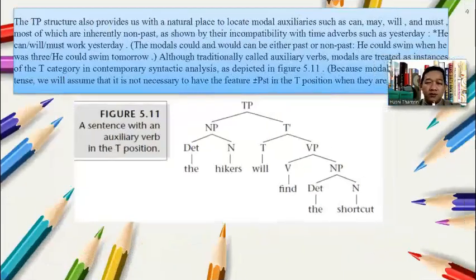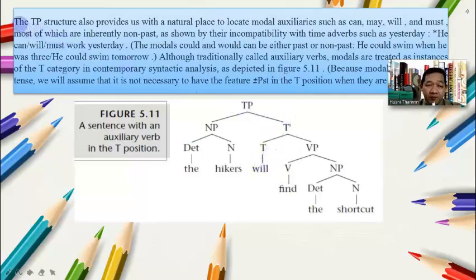We continue. Besides past, there is future, where we use will. In this analysis, will is an auxiliary, a sentence with an auxiliary verb.